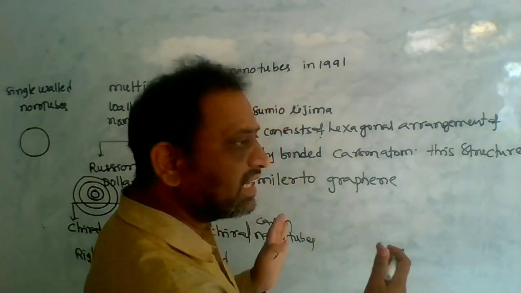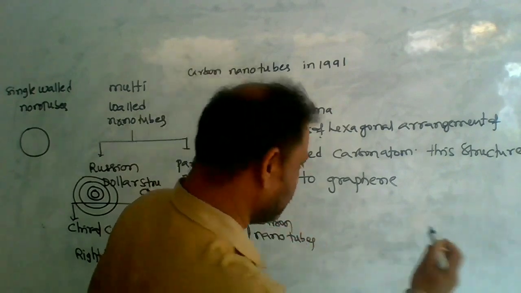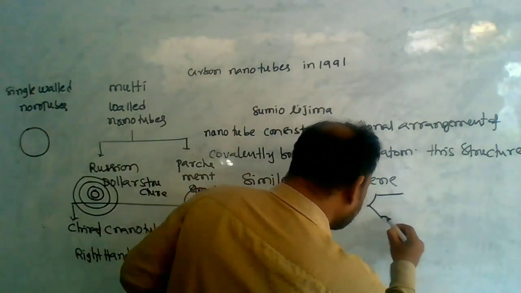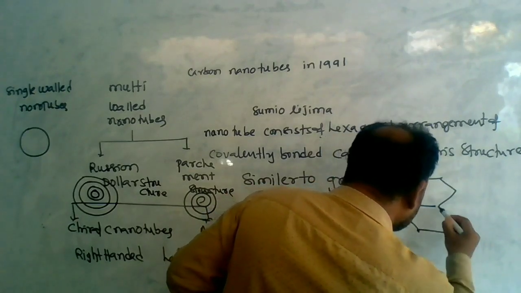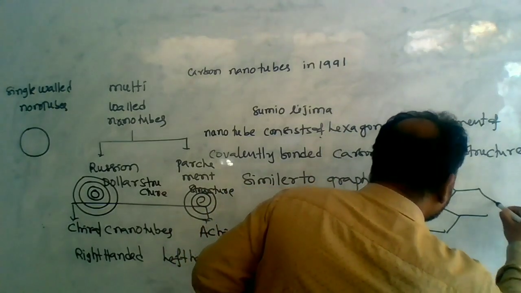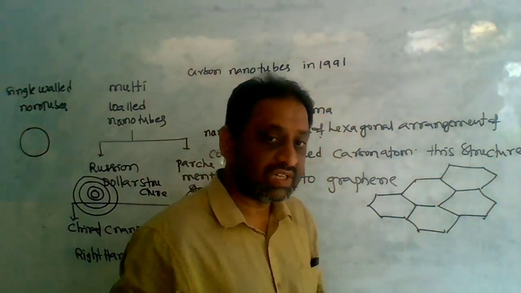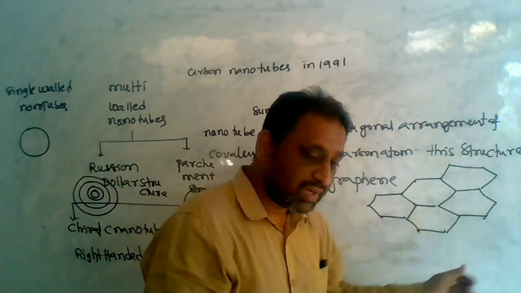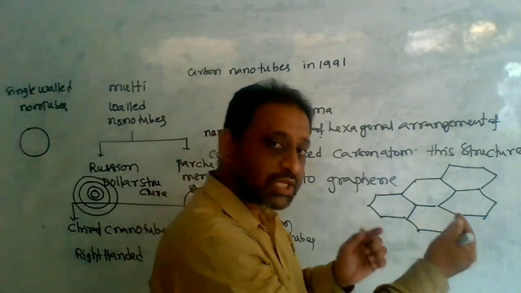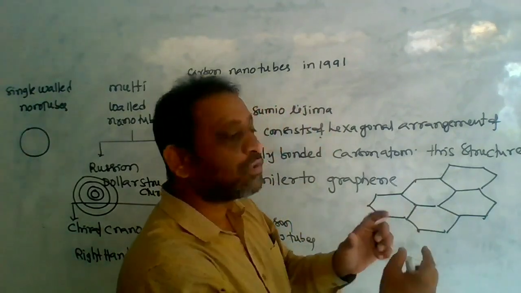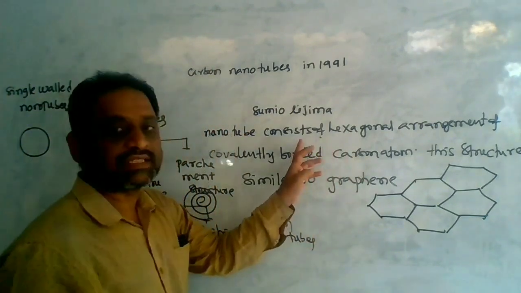Graphene is a single hexagonal crystal sheet, a flat sheet. But when this single hexagonal crystal sheet is rolled into a cylindrical tube, that cylindrical tube is called a nanotube.